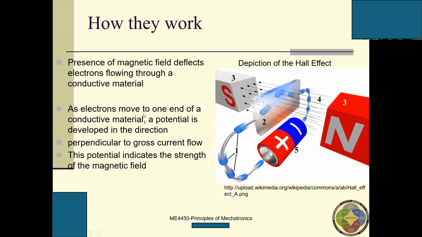As electrons move to one end of a conductive material, a potential is developed in the direction perpendicular to the current flow. This potential indicates the strength of the magnetic field. So if you have a potential here, you know there is a magnetic field, and the magnitude of the magnetic field shows a higher potential in these parts.